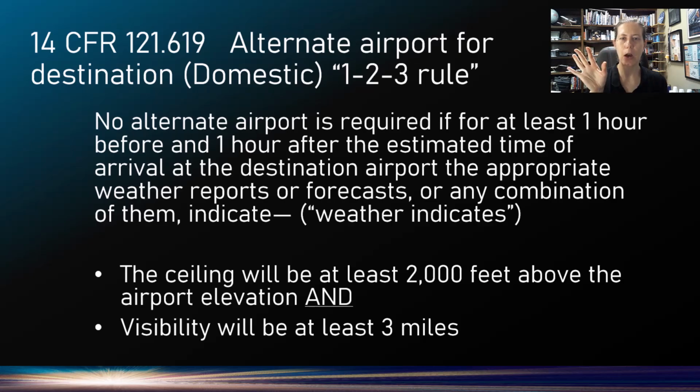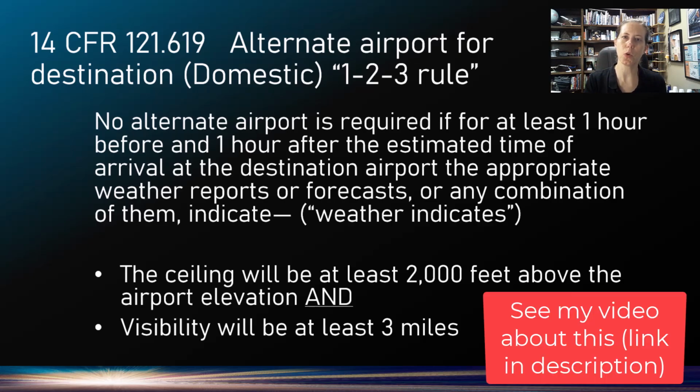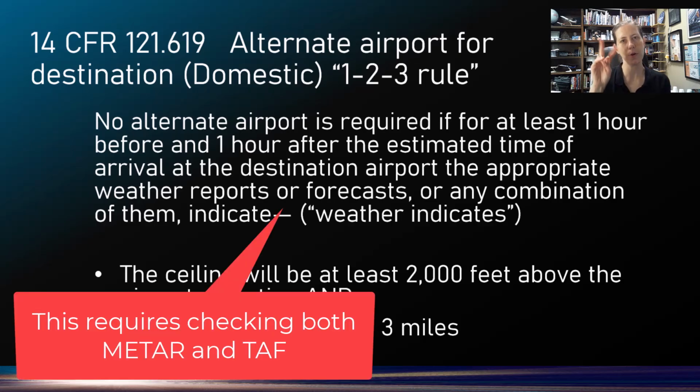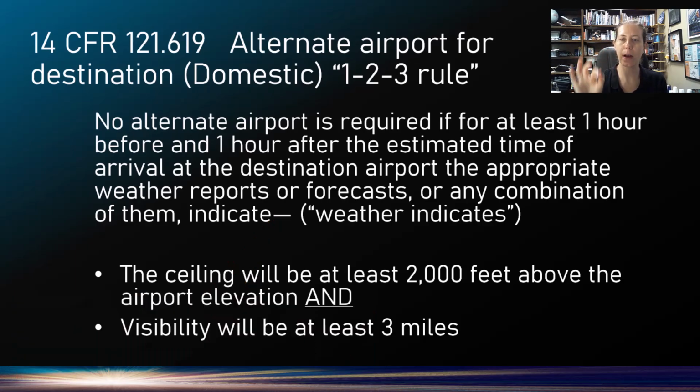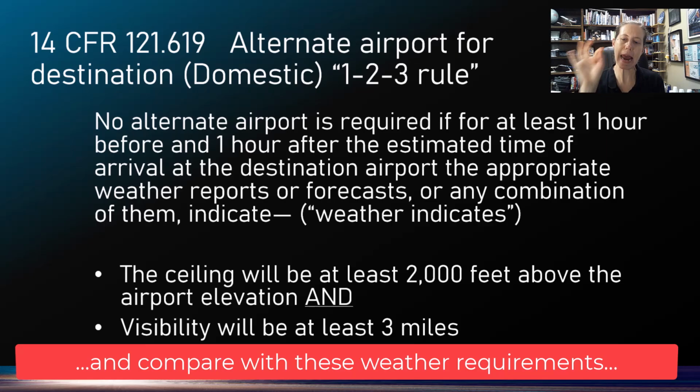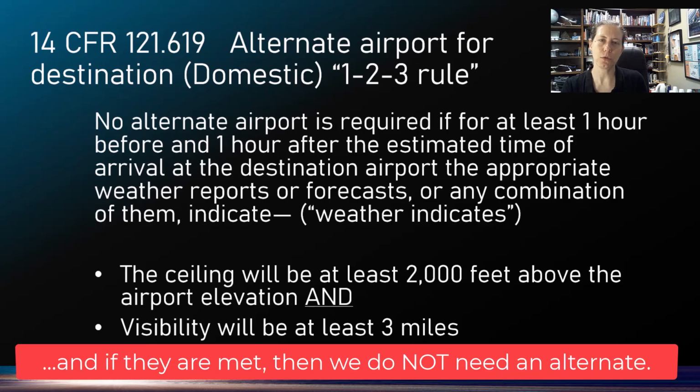I have a whole other video about how to apply the 1, 2, 3 rule, so I highly recommend watching that. But under domestic operations, there is no alternate required if, again, we have weather reports, forecasts, or any combination thereof that show that at the time of arrival, plus or minus an hour at my destination, I have a ceiling of at least 2,000 feet above the airport elevation and, very important, visibility of at least 3. So that is the 1, 2, 3 rule. It only applies to domestic operations.